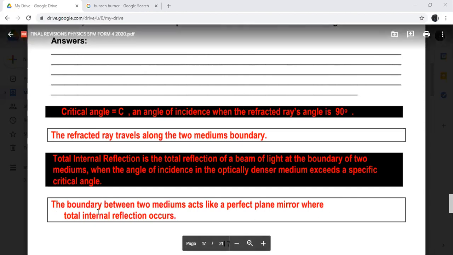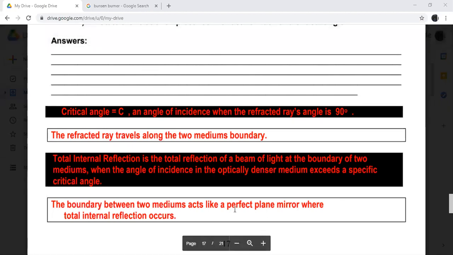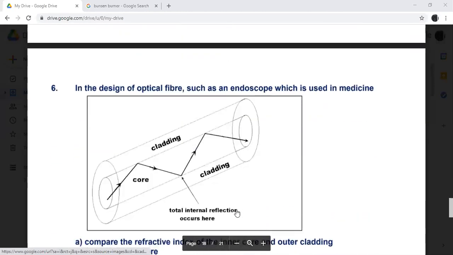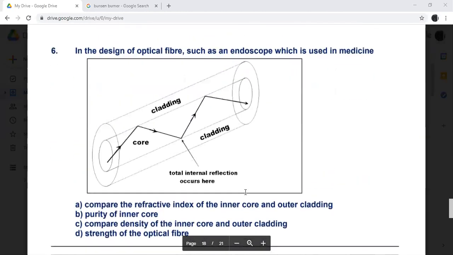Next, when total internal reflection occurs, the boundary between two mediums acts like a perfect plane mirror. Okay, next, we're talking about optical fibers now. In the design of optical fiber, such as an endoscope, which is used in medicine, the light ray inside undergoes total internal reflection.